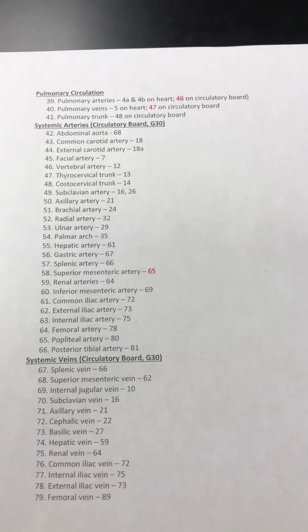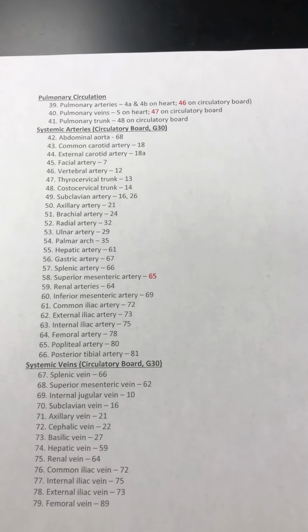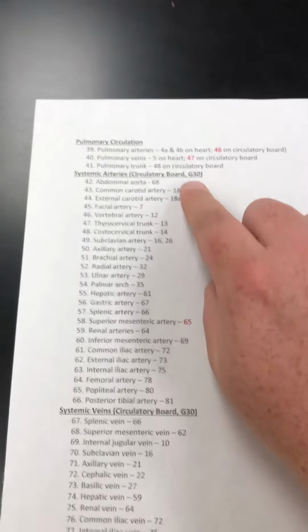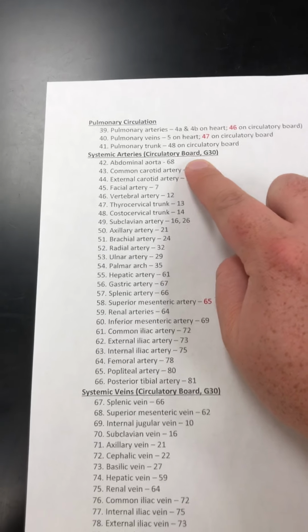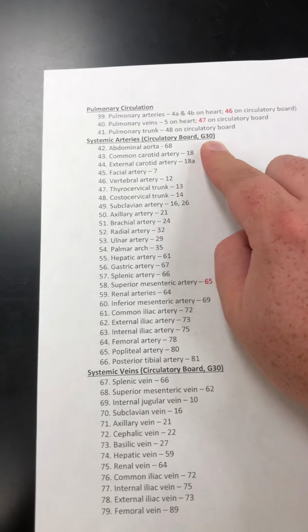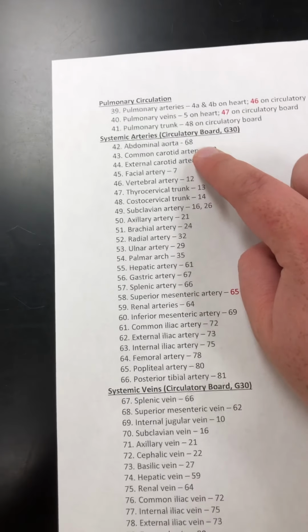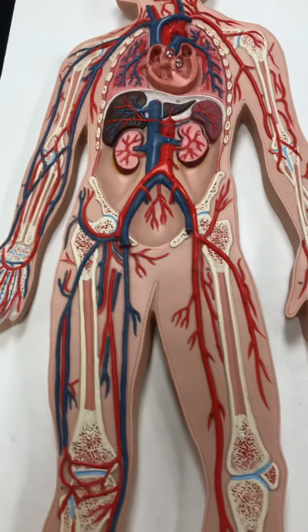All right, so next we have the systemic arteries, and we can find that on the circulatory board, which again is G30. You can look up that specific key for circulatory board G30 from 3B Scientific. And so we're going to begin with the abdominal aorta. Okay, so think about an aorta as being a very large artery.